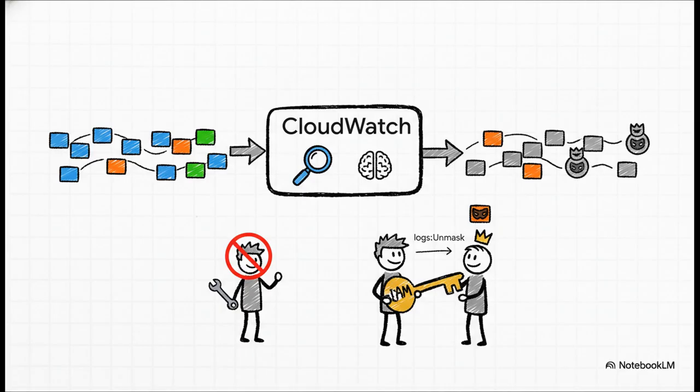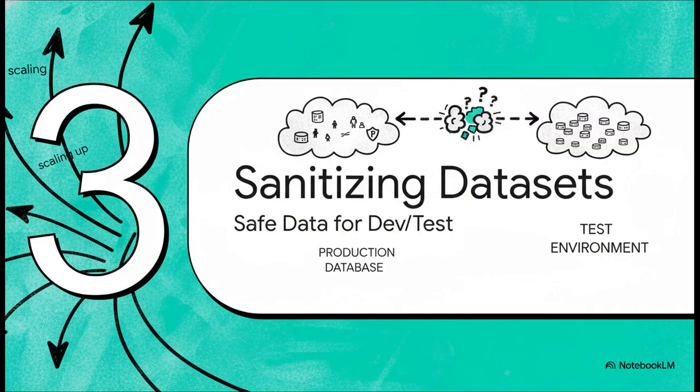Now, what if someone actually needs to see that unmasked data? Well, they'll need a very specific IAM permission, logs unmask. It's a fantastic, real-world example of the principle of least privilege. Okay, so we've handled logs, but what about a much bigger challenge? Like, how do you sanitize an entire production database so you can use it in a development environment? You can't just copy and paste that stuff.